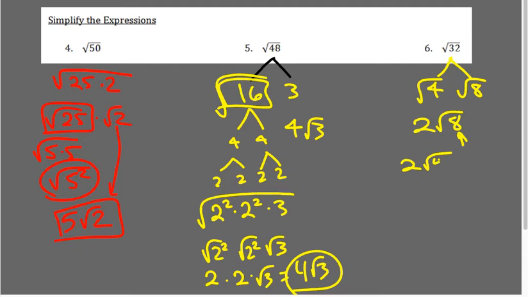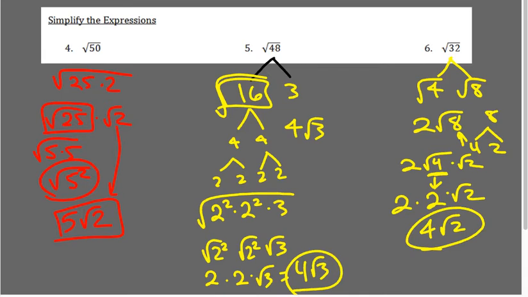So 8 can be split apart into 4 and 2. So that can be square root of 4 times square root of 2. Square root of 4 is still 2 times square root of 2. So my answer should really be 4 square root of 2. All right, now if you're clever, you can realize that square root of 32 is going to be 16 times 2. And square root of 16 is just 4, and you still end up at the same spot.